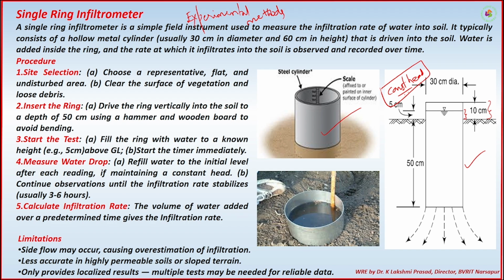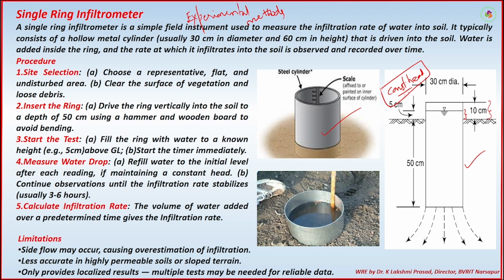So finally, how much water you have added divided by the time elapsed, during which time you have added, the total time. If you put the depth of water divided by the time, that will give you the infiltration rate. So this is one method.